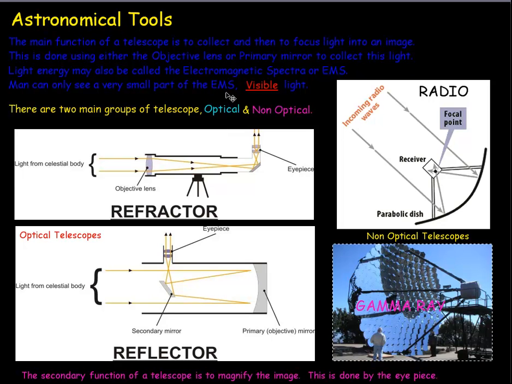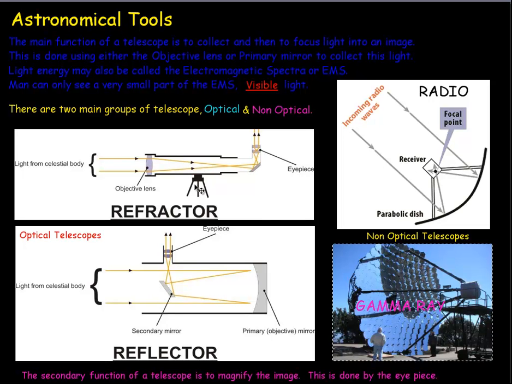Okay, telescopes come in two different varieties. They come in what are called optical telescopes. Optical telescopes use visible light. They collect the visible light, and we can do that either with a refractor, a refracting telescope, or a reflector, a reflecting telescope. Or we have the non-opticals. If you don't really care if the object looks the way it's supposed to look, we can collect radio waves, we can collect infrared, we can collect ultraviolet, we can collect X-rays, we can collect gamma rays. This is a gamma ray telescope.